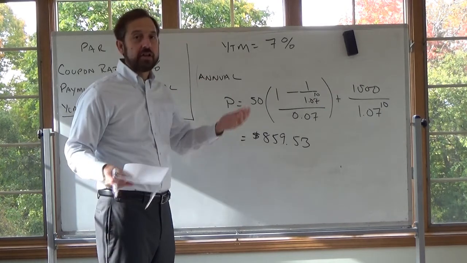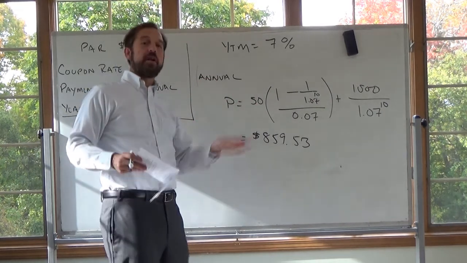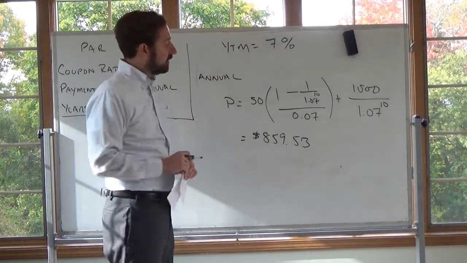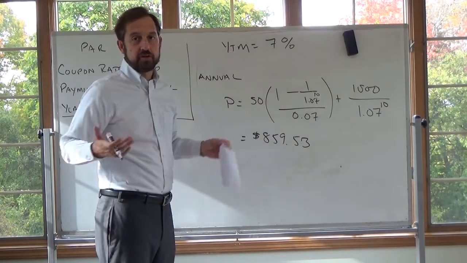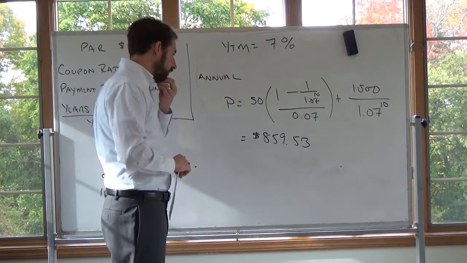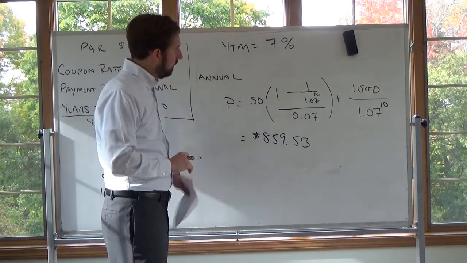And conversely, if the yield to maturity is less than the coupon rate, the bond value will be greater than 1,000. If the bond value is less than 1,000, we call it a discount bond. If it's greater than 1,000, we say the bond is trading at a premium. Good. So this looks reasonable.